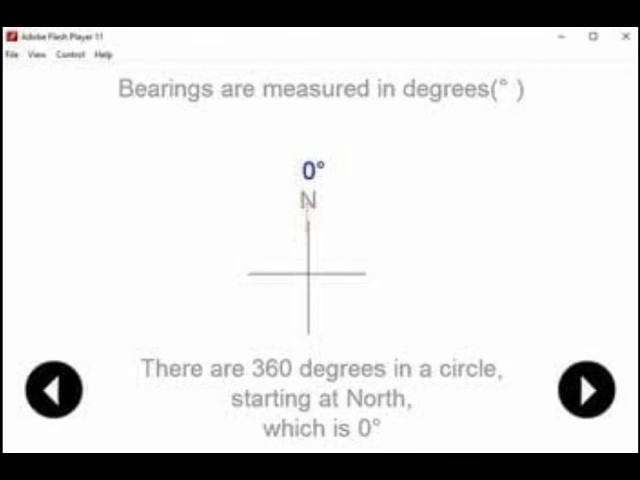The circle of the compass card is divided into 360 equal parts, each one called a degree and numbered in clockwise direction from the north point. Thus, east becomes a bearing of 90 degrees and south 180 degrees and west 270 degrees.